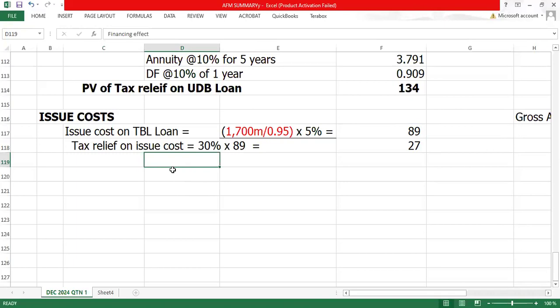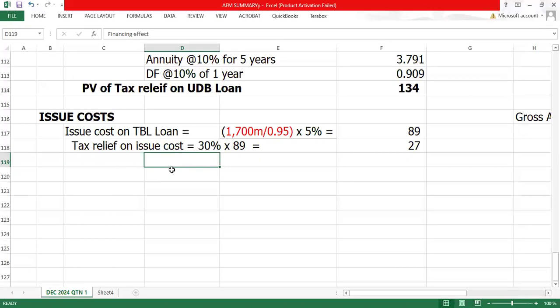if you realize that it is a tax in arrears, it means that you have to claim the tax relief later. The first tax relief will not be in year 1. It will not be in year 0. The first tax relief will be in year 2. That is the first year you're going to claim the tax relief.